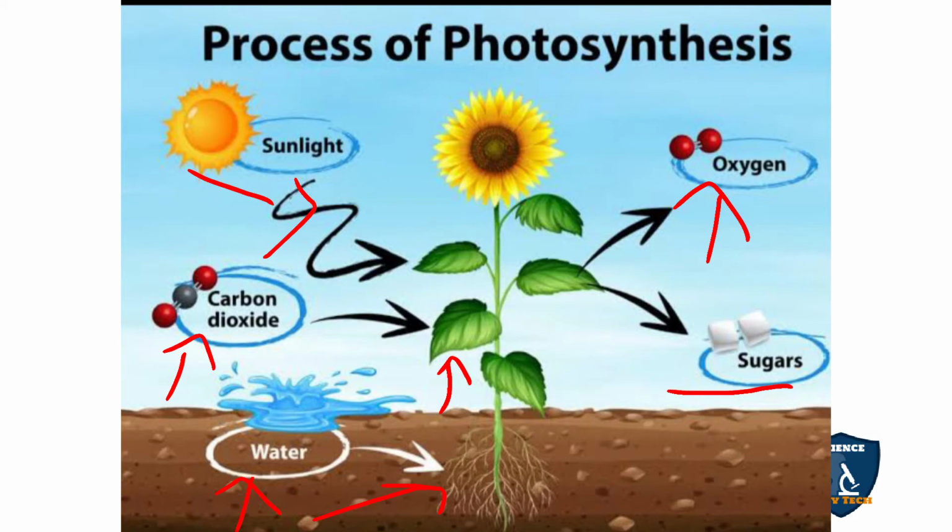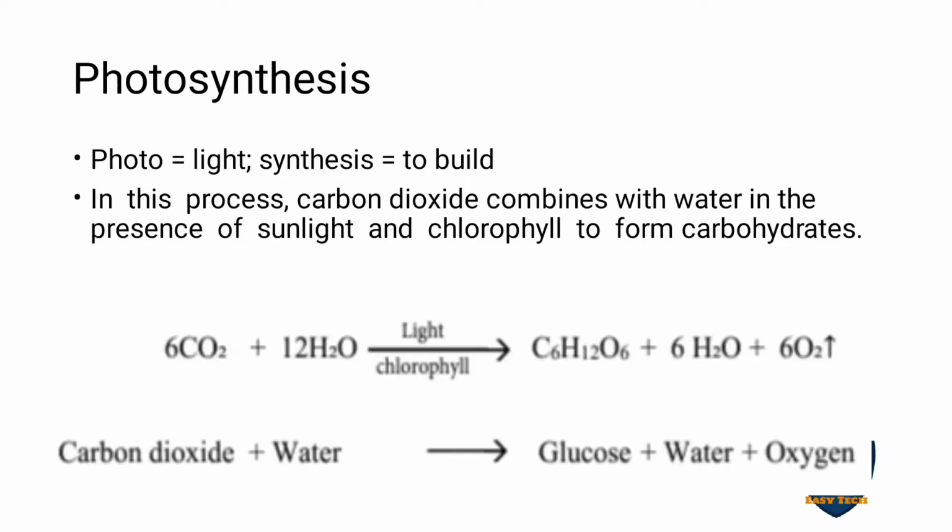So this is the process of photosynthesis, and you can see the overall reaction. Carbon dioxide, CO2, plus water, H2O, gives glucose, the sugar molecule, that is carbohydrates, plus water plus oxygen. The upward arrow shows the evolution of oxygen in the presence of light and chlorophyll.